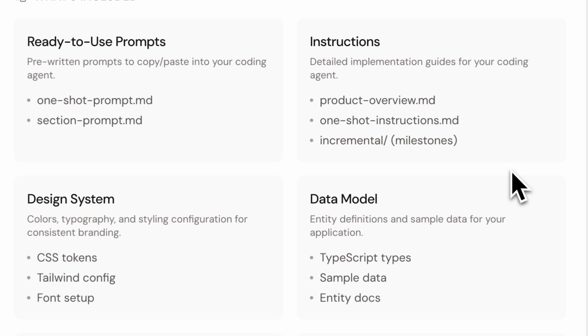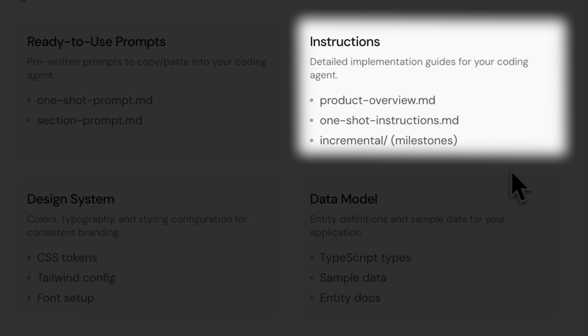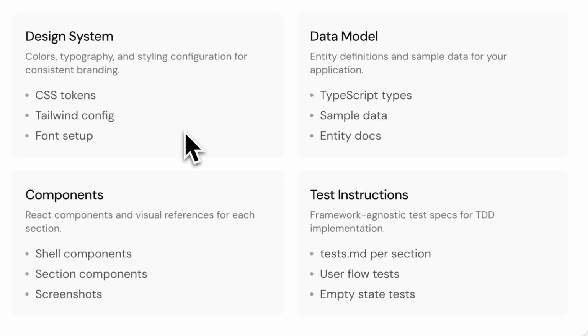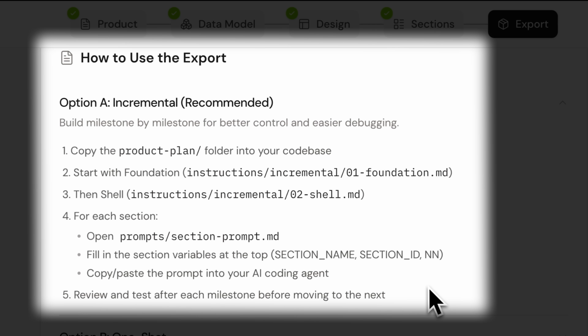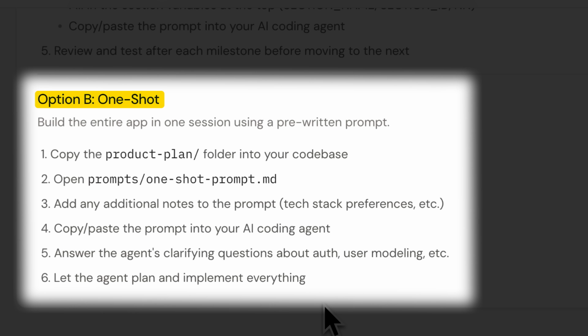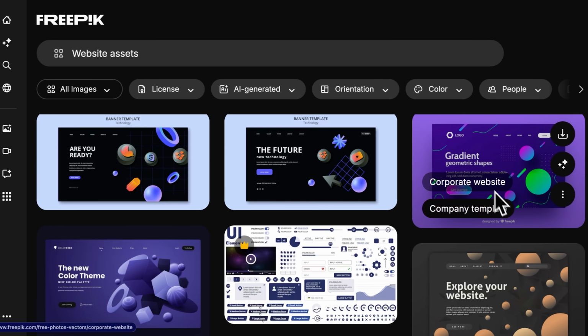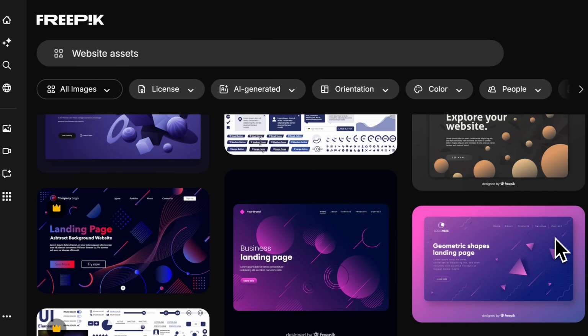The exported plan contains instructions on how to use it, along with data models, sample data, and documentation. It also includes TypeScript types, CSS tokens, and all the necessary design files. You can find instructions here on how to use the export to build the app, whether you choose the incremental method or a one-shot prompt. All in all, this is a really interesting tool that made the planning part of the design significantly easier and smoother.